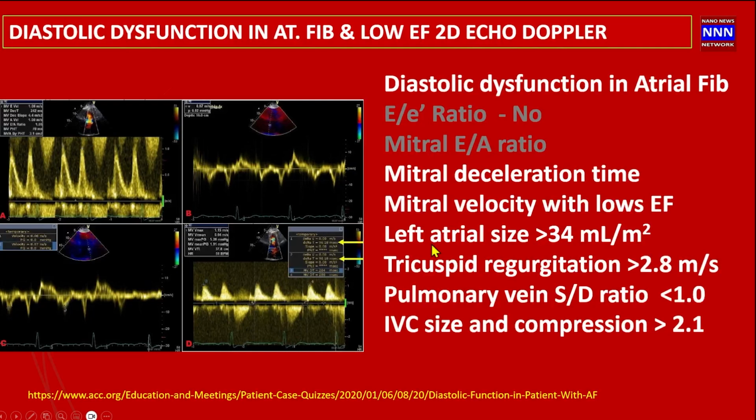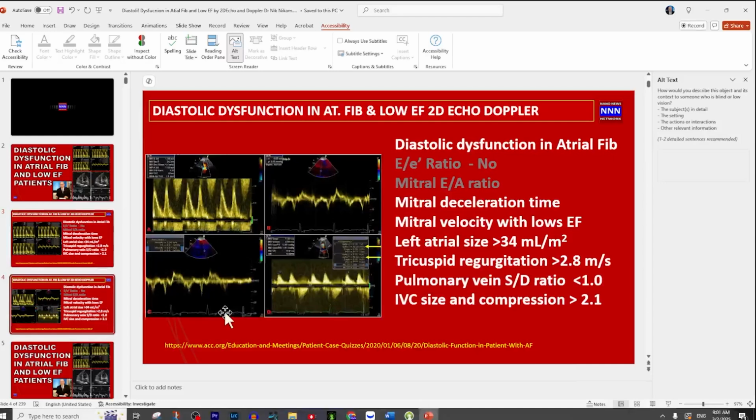So keeping in mind all the factors that we need to look for in terms of the E velocity, the deceleration time, IVRT, the pulmonary vein systolic and diastolic waves, E velocity, and tissue Doppler E prime velocity, and all these numbers plus tricuspid regurgitation and left atrial size. When we bring all these things together, we can indeed diagnose diastolic dysfunction and elevated left heart pressure in patients with atrial fibrillation.